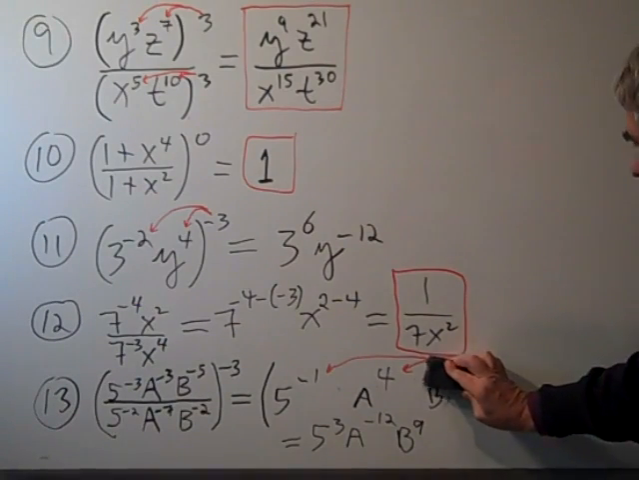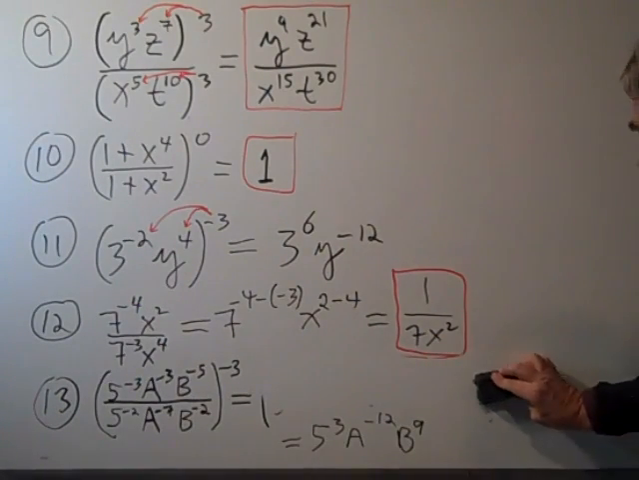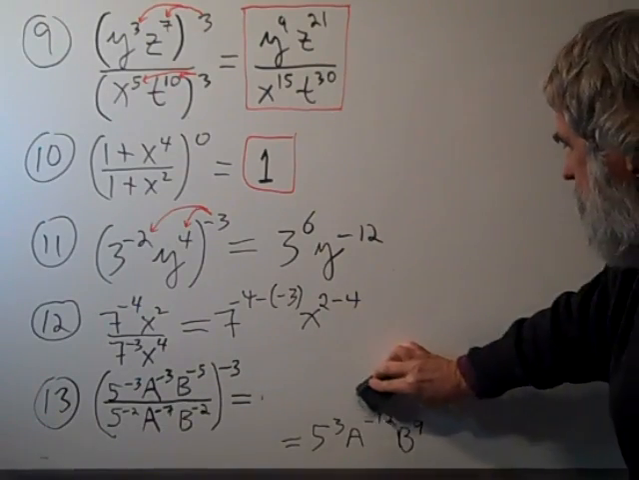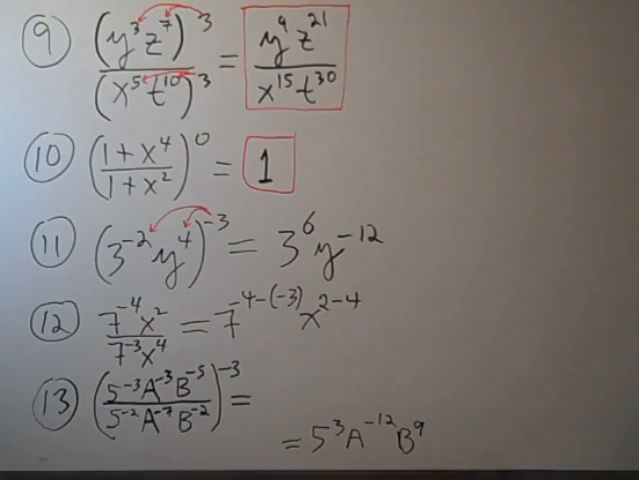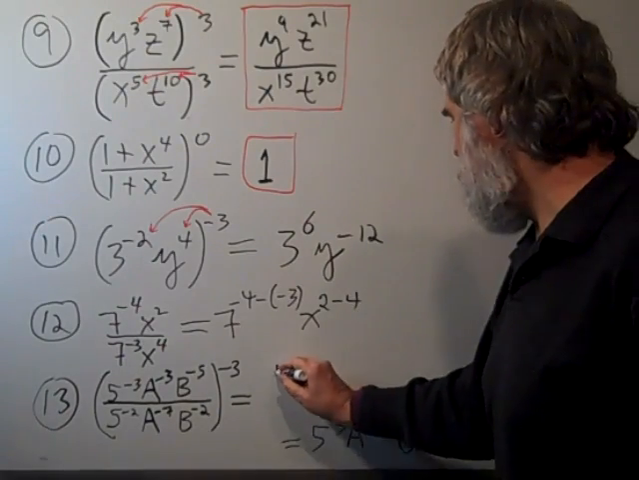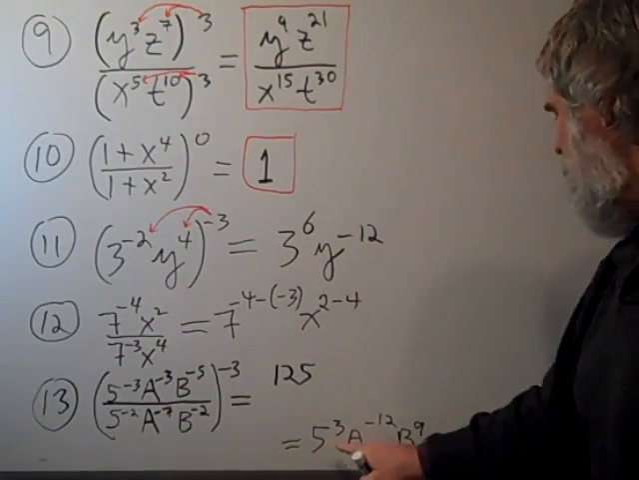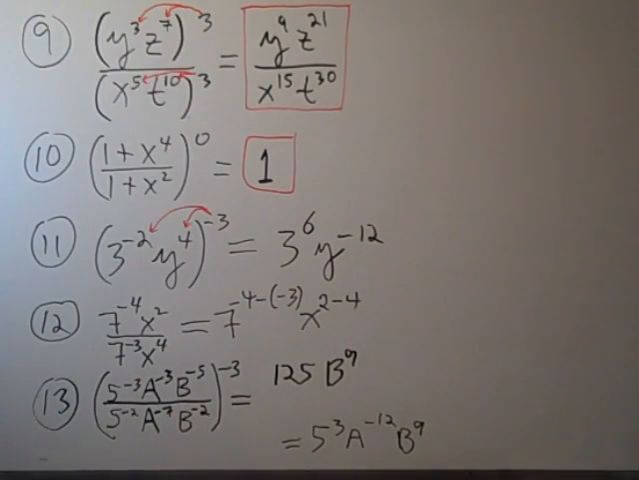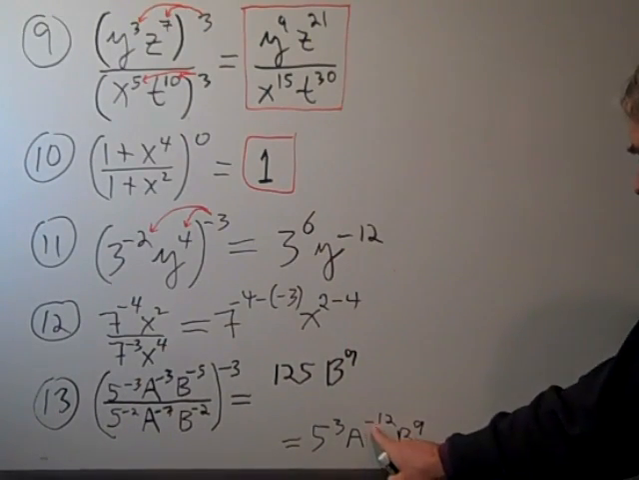So finally, what we get here is 125, 5 cubed, b to the 9th, and that's divided then by a to the 12th.